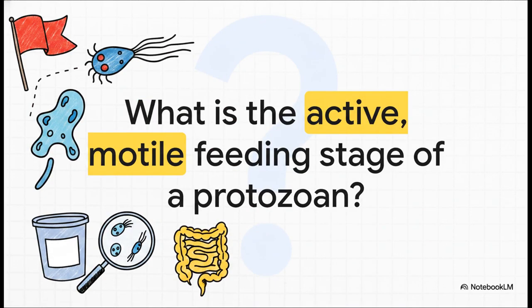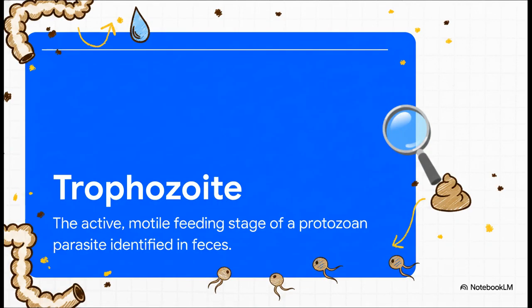Okay, it's time for another red flag knowledge check. When we're examining stool samples for protozoan parasites like Entamoeba or Giardia, what do we call the active, motile feeding stage of its life cycle? Any guesses? The answer is a trophozoite. These parasites are typically acquired through the fecal-oral route, usually from contaminated food or water, and being able to identify that active trophozoite stage in feces is absolutely key for an accurate clinical diagnosis.